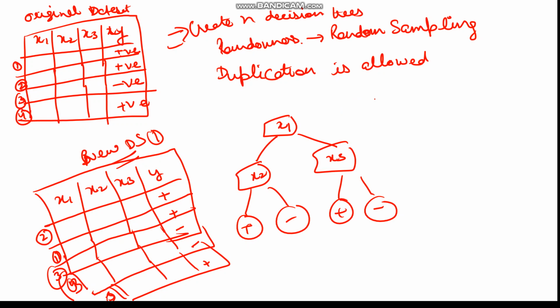Now suppose once this is done, I want to create one more decision tree. For that I will create another data set, that is new data set 2. In this, let's pick x1.